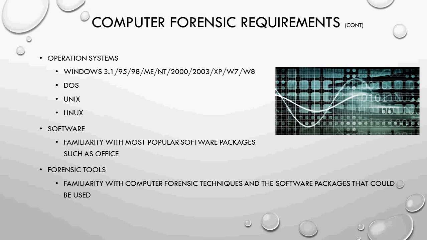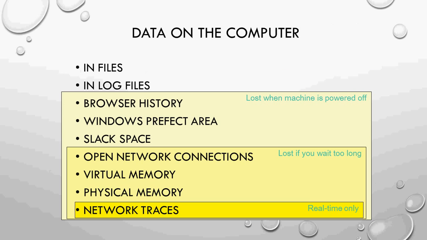Also the forensic tools like SANS operating system and various network and device forensic tools. Now these could be the data which could be found on a computer, like in files, in log files, in browser's history, Windows prefetch area, slack space. These three are the data which would be lost if the machine is powered off. So we need to collect it first.